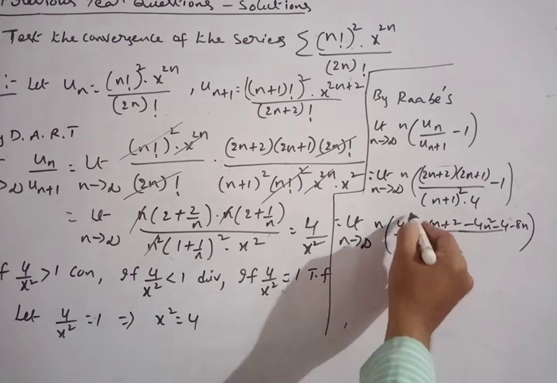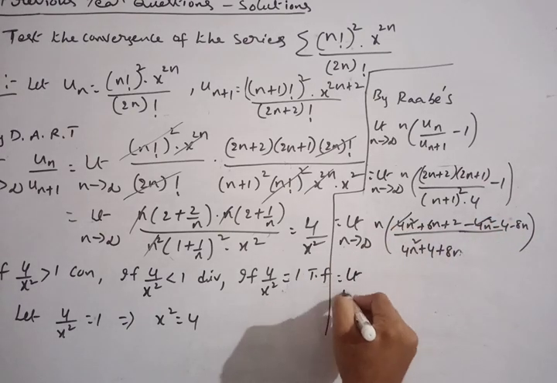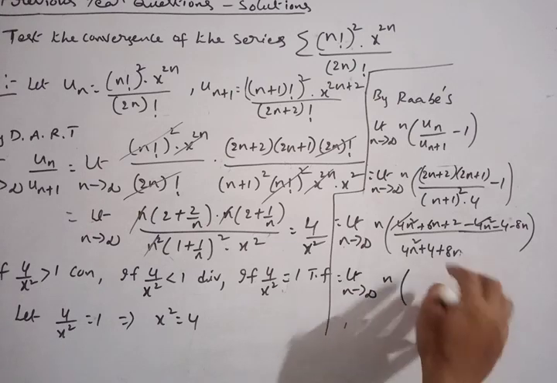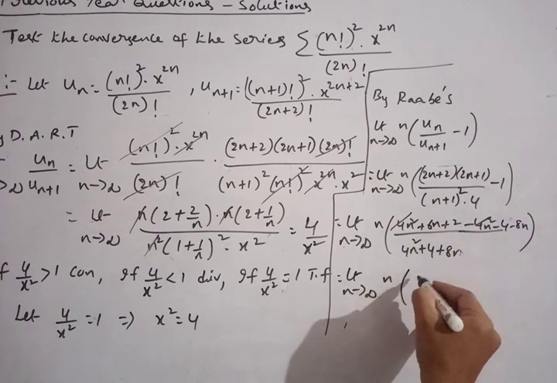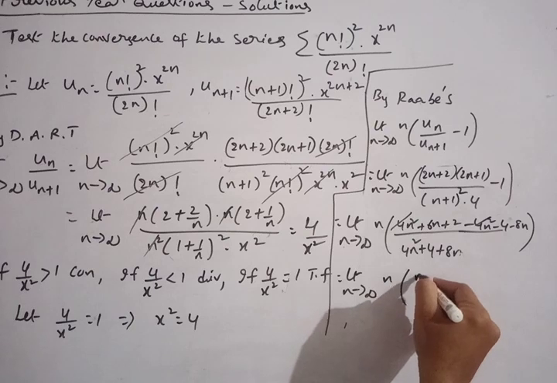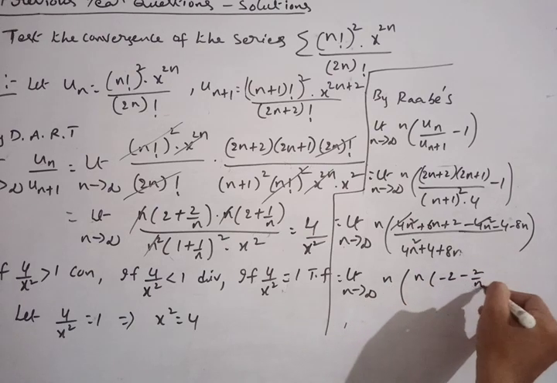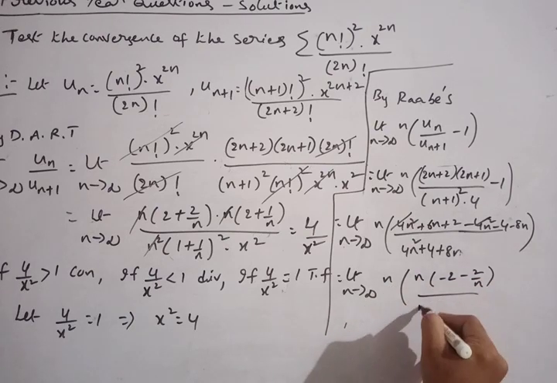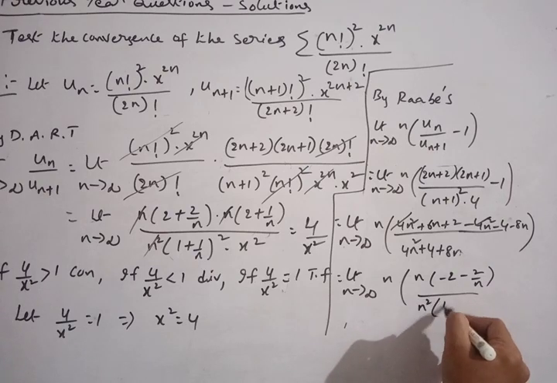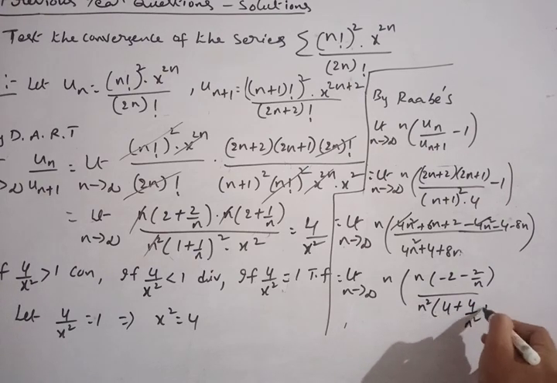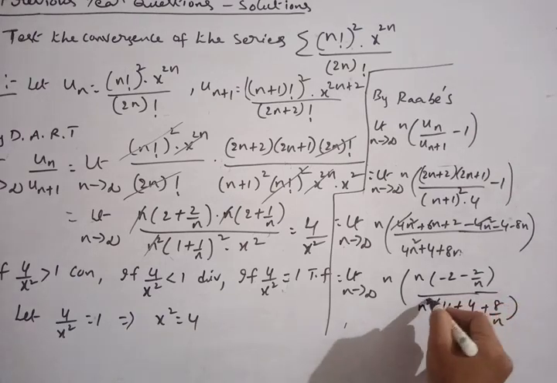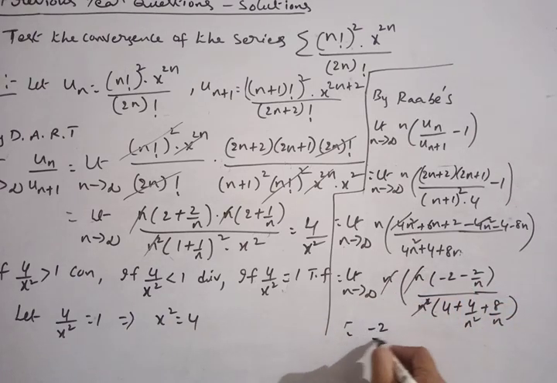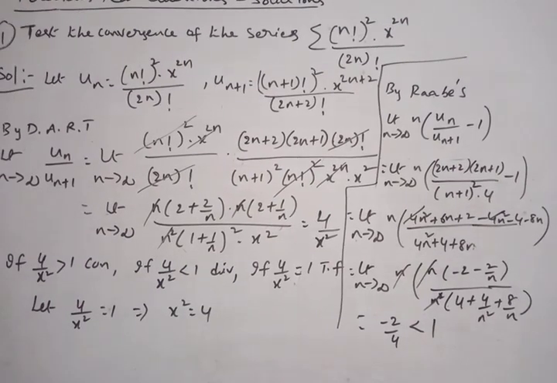Right? So 4n^2 got cancelled. Limit n tends to infinity, n into (6n minus 2n minus 2n), right? So take out n common, minus 2 by n, n square common, 4 plus 4 by n square, 8 by n. So n square got cancelled, you get minus 2 by 4. So it is less than 1. Correct? It is less than 1. So if it is less than 1, what happened? It is divergent, no?